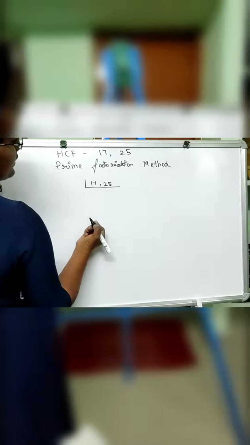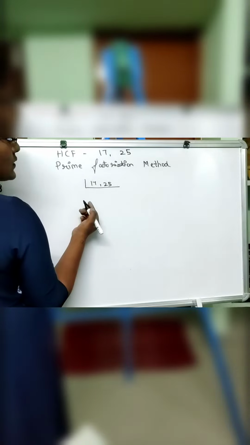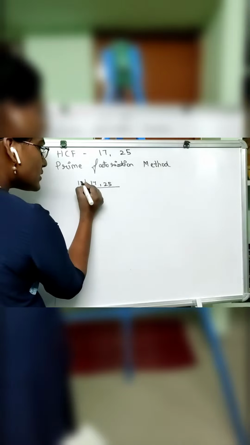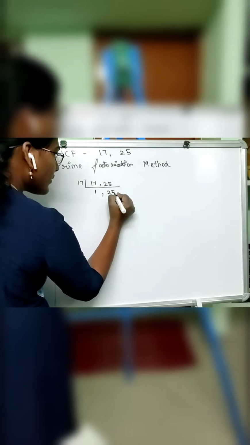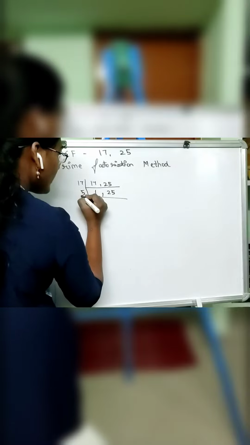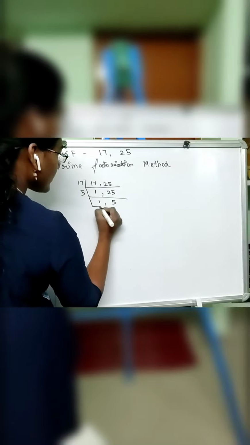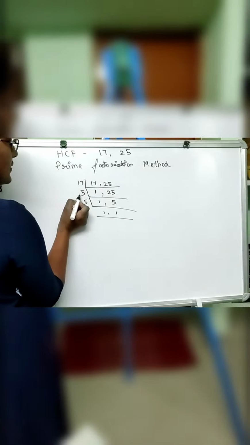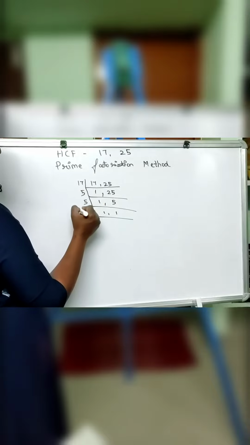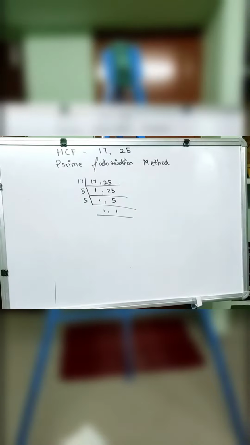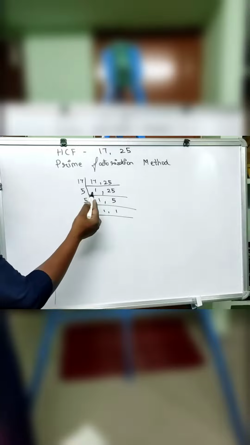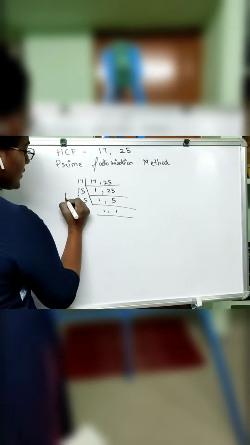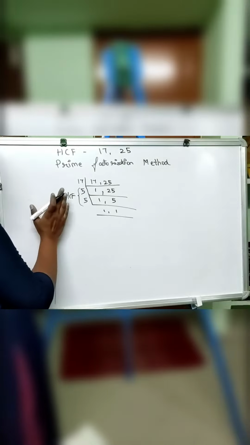I have 17 and 25. 17 is a prime number. A prime number is divisible by 1 and itself. So 17 is 17 times 1, and I have 25 here: 5 times 5 times 1. So 17, 5 and 5. We got the answer as 5. So by prime factorization we got the highest common factor as 5. This is the highest common factor we got by this method.